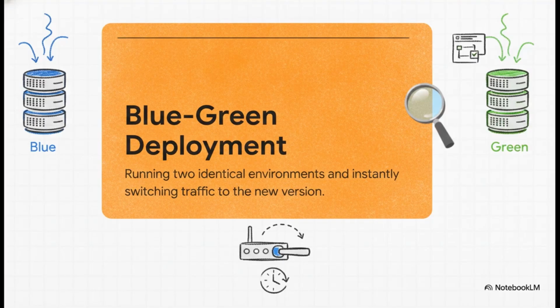Now, what's really interesting about this slide is how a blue-green deployment completely eliminates downtime. Seriously, it's brilliant. Imagine you have two perfectly identical production environments. We'll call the live one blue and the idle one green. Your CI/CD pipeline goes ahead and deploys the new update to the green environment. It's fully in production, but the catch is no customers are using it yet.